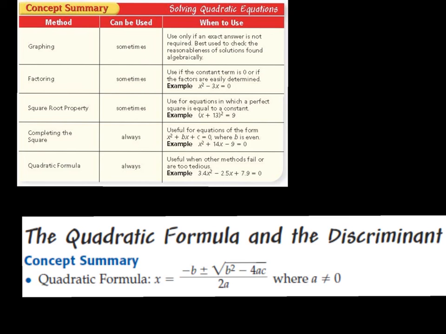The quadratic formula is negative b plus or minus the square root of b squared minus 4ac all over 2a, where a cannot equal 0.